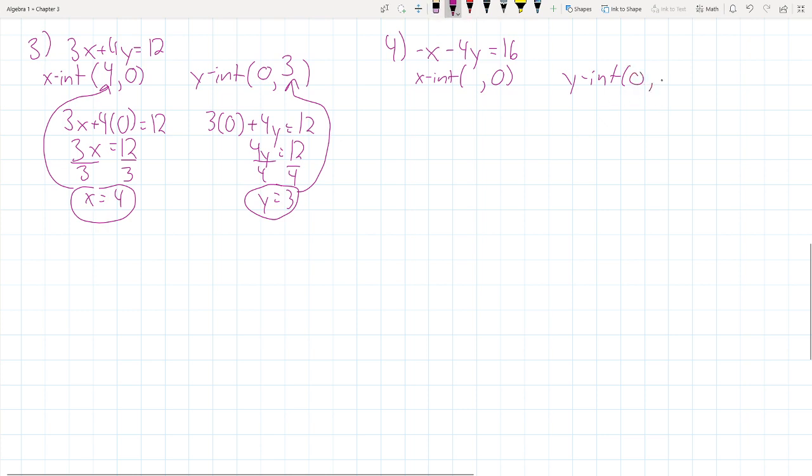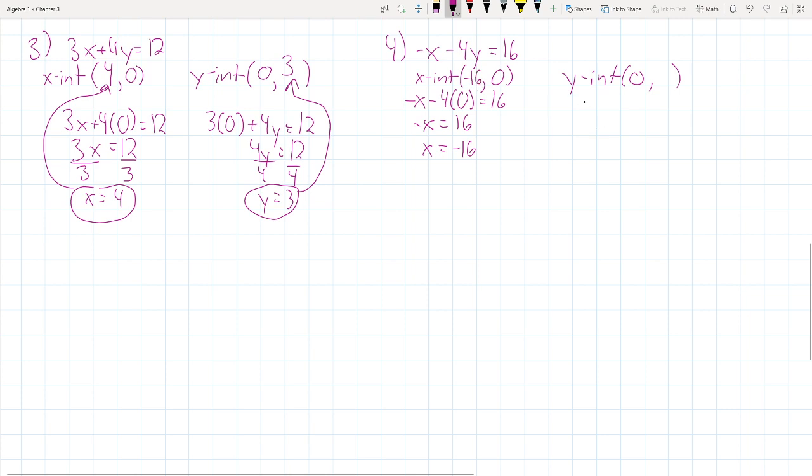I'm going to set my x equal to 0. And I'm going to only do one at a time, but that way I kind of remember which one to do with which. And so I do negative x minus 4 times 0 equals 16. So I get negative x equals 16. So my x equals negative 16. So I can fill it in, negative 16.